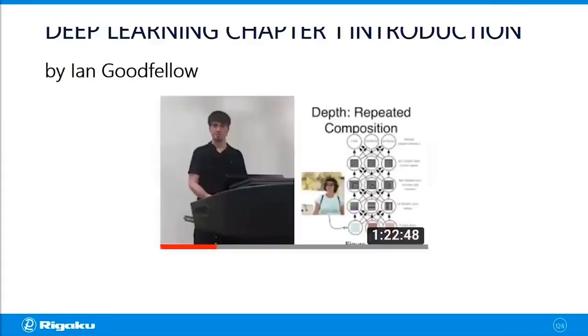The first one is a lecture by Ian Goodfellow. He is the author of the famous book, Deep Learning. And he gave a talk to go through the first chapter of his book. This is a very good introduction to deep learning. You can get an idea what it is and how it works. So I highly recommend his lecture, and it's on YouTube.